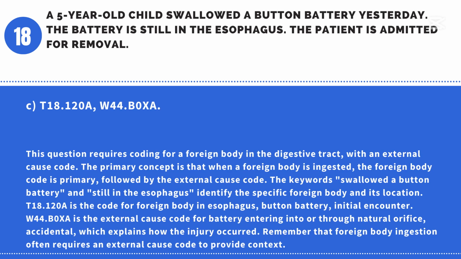Answer: C. T18.120A, W44.B0XA. This question requires coding for a foreign body in the digestive tract, with an external cause code. The primary concept is that when a foreign body is ingested, the foreign body code is primary, followed by the external cause code. The keywords swallowed a button battery and still in the esophagus identify the specific foreign body and its location. T18.120A is the code for foreign body in esophagus, button battery, initial encounter. W44.B0XA is the external cause code for battery entering into or through natural orifice, accidental, which explains how the injury occurred. Remember that foreign body ingestion often requires an external cause code to provide context.